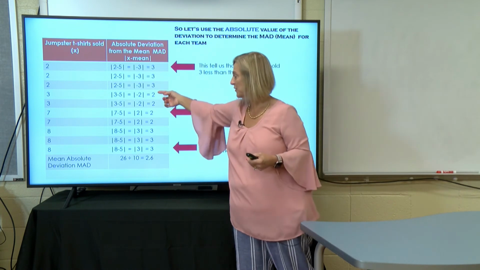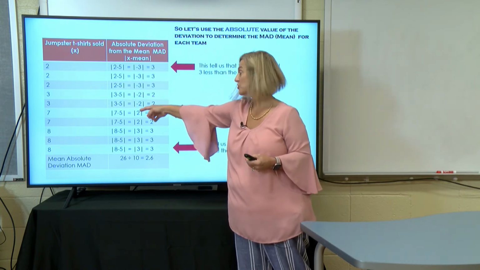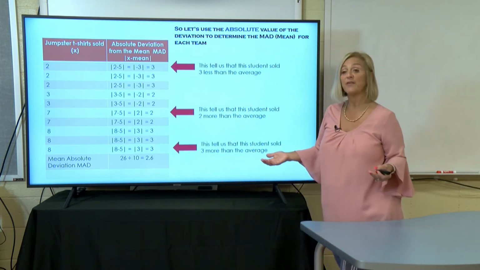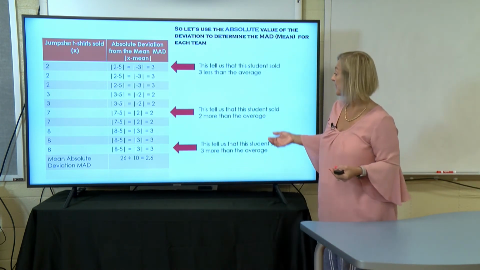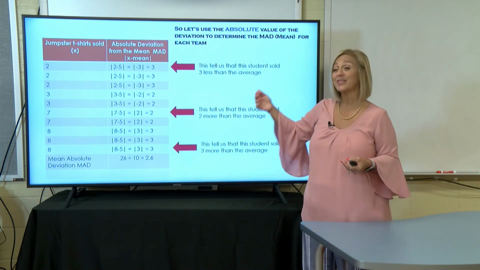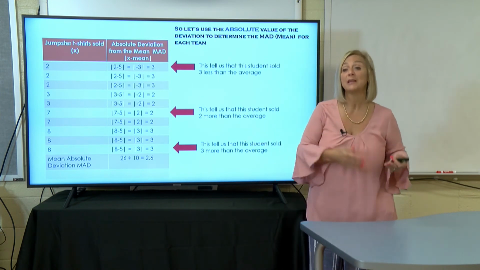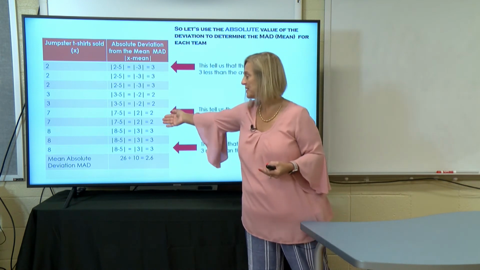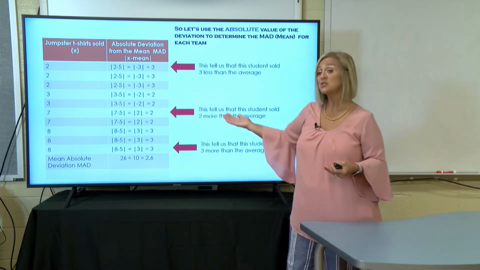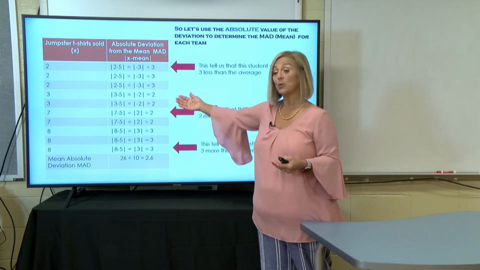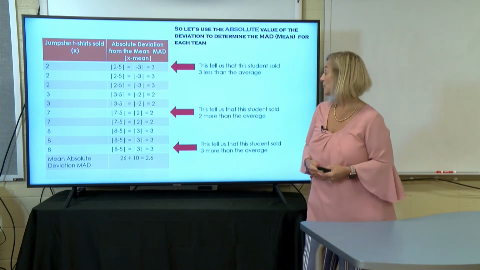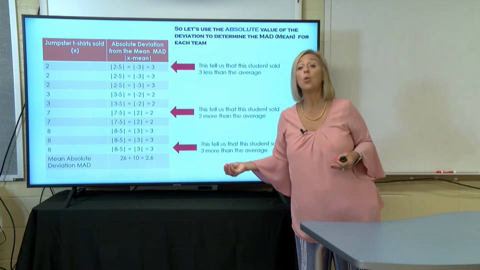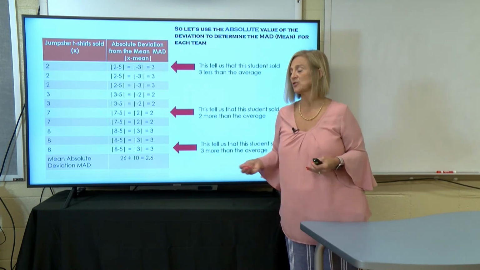Well, if we come down here to the students who sold 3 T-shirts, so 3 minus 5 is negative 2. The absolute value of negative 2 is 2. This tells us that those students sold 2 less T-shirts than the average. Let's move on to the 7s. 7 minus 5 is 2. The absolute value of 2 is 2. This tells us that this student sold 2 more T-shirts than the average student.